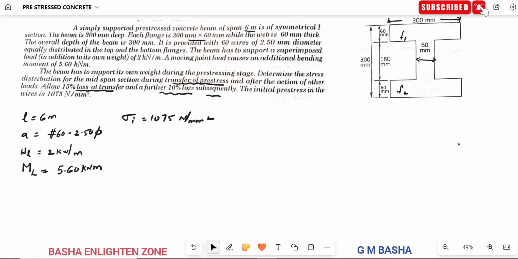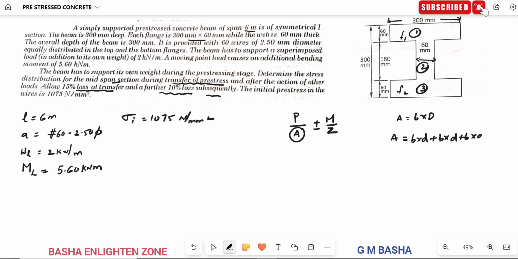So each and everywhere we have to remember only one thing. Determine the stresses at the midspan section. You will get only one formula whenever the tendons are placed exactly around the centroidal axis, that is P by A plus or minus M by Z. See here how you have to find out this I. For a rectangle, you know area will be equal to B into D. For an I section, what is the formula? Area will be equal to this first one, B into D, and again this second one, B into D, because of the I section, and this third one, flange, plus B into D. So you can find out area like this.